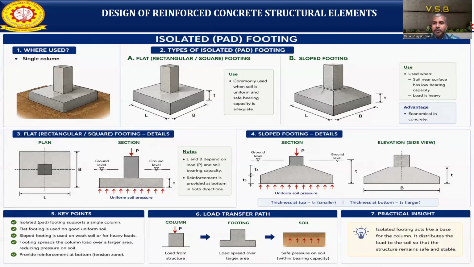So this is the load transfer mechanism. All the load from the structure, the roof slab, beams and slabs and everything, is transferred to the column. Then it is transferred to the footing. The load is spread over a larger area. Then all the load is transferred to the soil, within the safe bearing capacity. So an isolated footing is like a base for the column. It distributes the load on the soil so that the structure remains safe and stable.